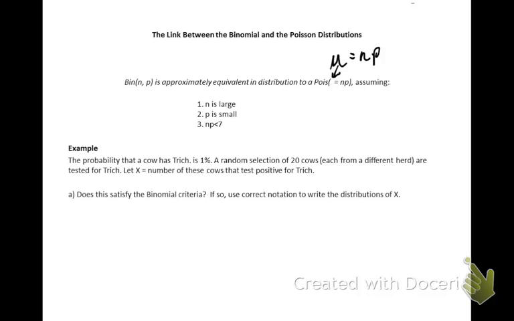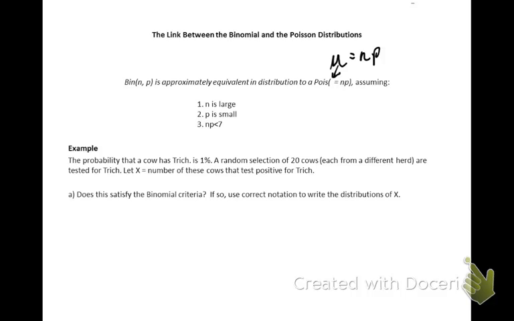For example, the probability that a cow has trig is 1%. A random selection of 20 cows, each from a different herd, are tested for trig. Let x equal the number of these cows that test positive for trig. Does this satisfy the binomial criteria? If so, use the correct notation to write the distribution of x.